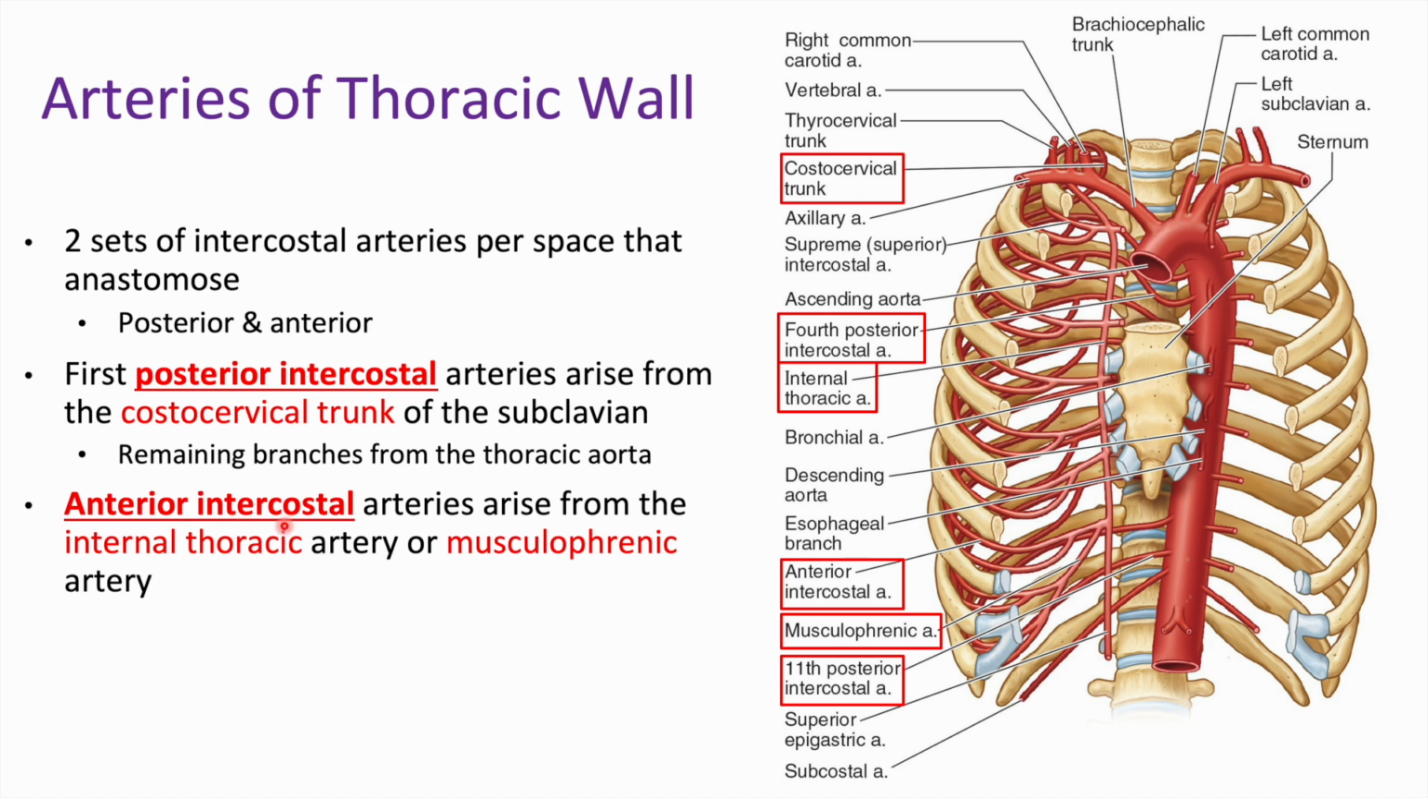Our anterior intercostal arteries are going to arise from the internal thoracic artery or the musculophrenic artery. So thinking back to the previous unit, we had our internal thoracic or internal mammary artery, which is going to come down off the medial portion of the subclavian, and it's going to run all the way down here. It's going to give off a bunch of branches, which are going to be our anterior intercostal arteries. And so we can see that. The musculophrenic artery is another branch that's going to come off here, and it's going to give off more anterior intercostals.